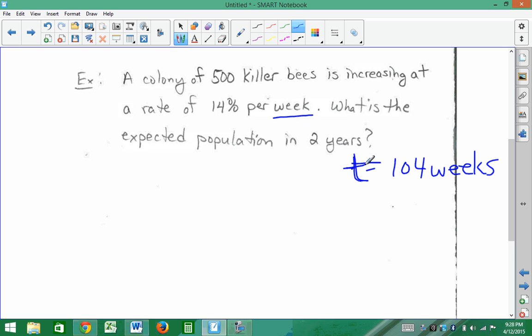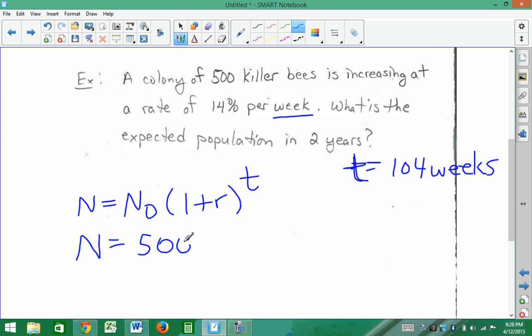All right. So let's take our equation. N equals n sub 0, 1 plus r to the t. We're just going to plug in everything that we know. What is the expected population to be? So that's our final number. So that's not going to be known yet. What is our original number? N sub 0. Looks like we have 500 killer bees.